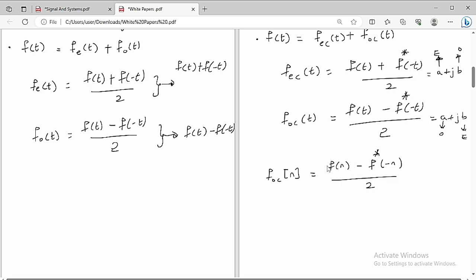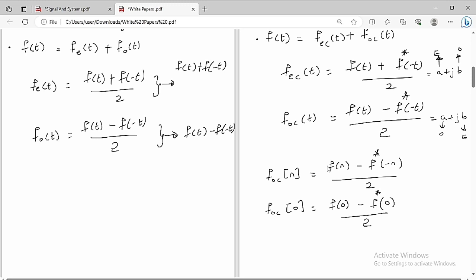Right? So now, at n equal to 0, FOC at 0 is equal to f of 0 minus f of minus 0, conjugate, divided by 2. Now what is going to happen? f of minus 0 is equal to f of 0. So the sample at n equal to 0 is purely imaginary.